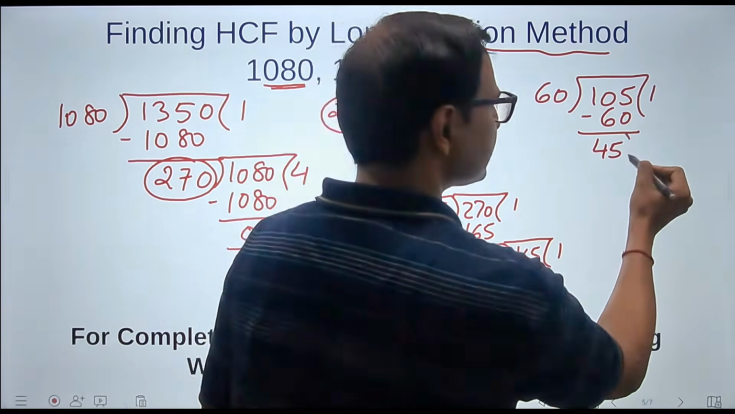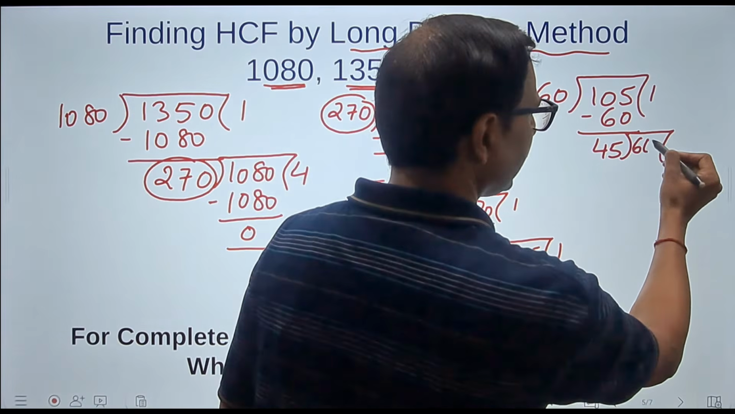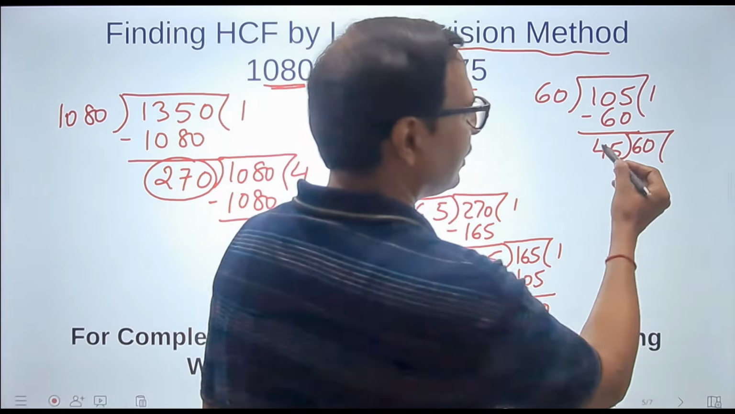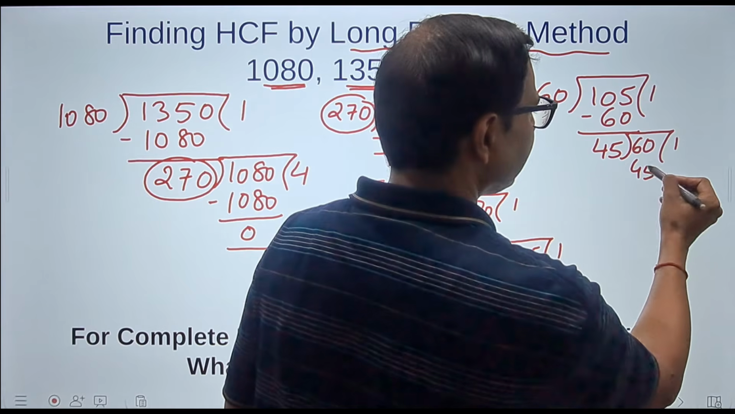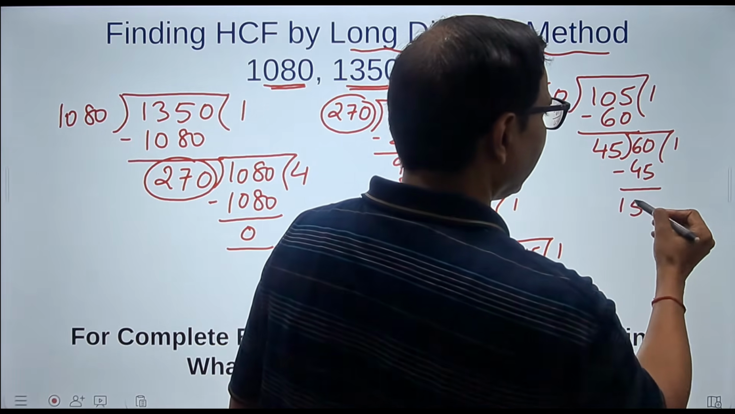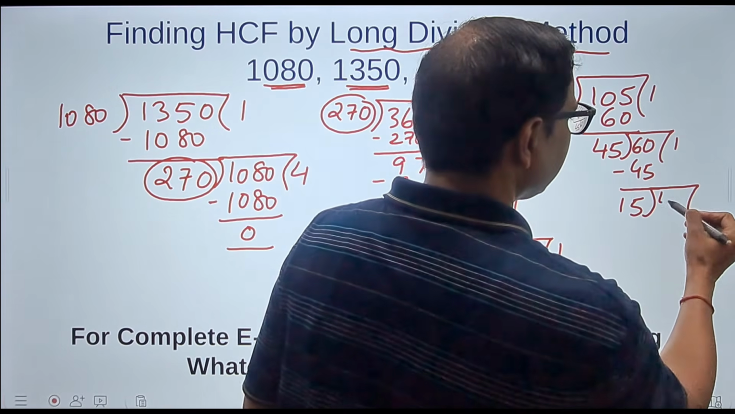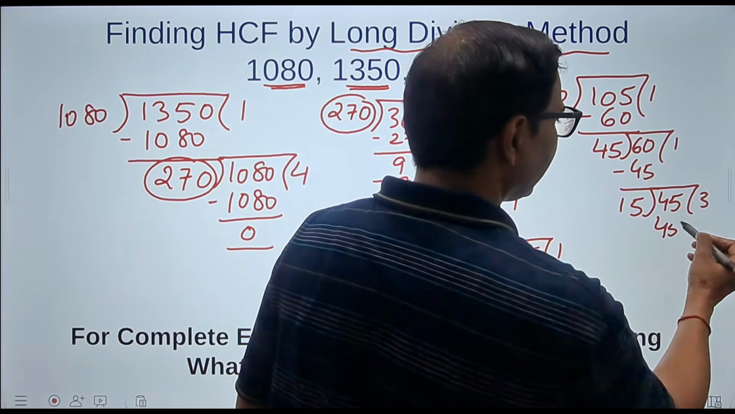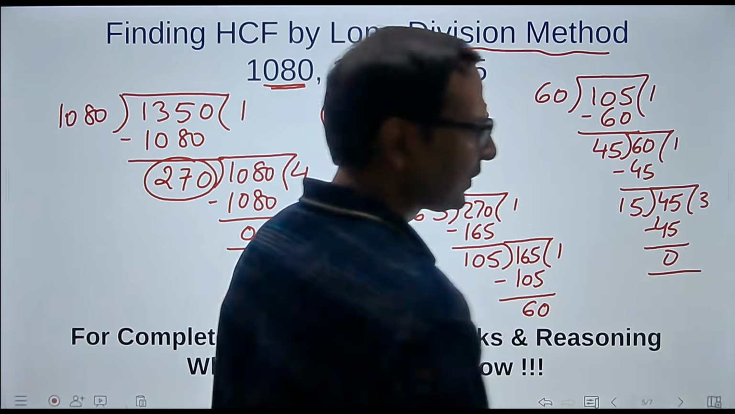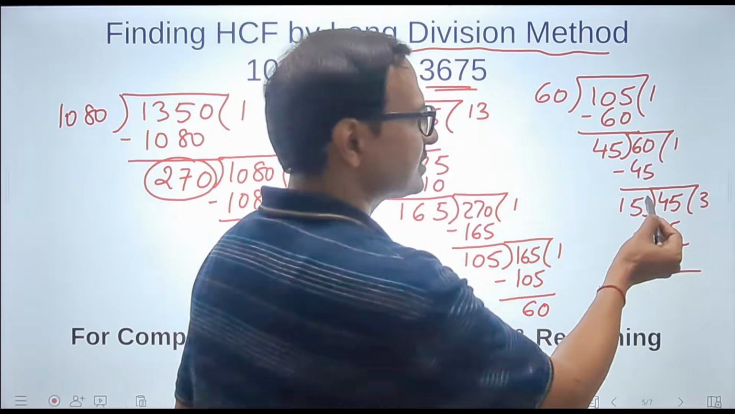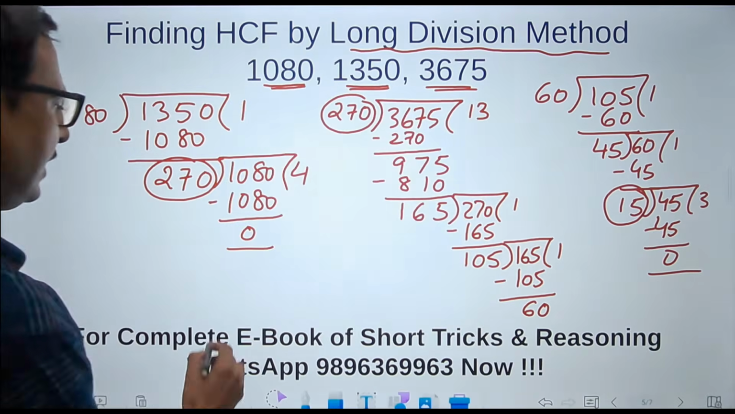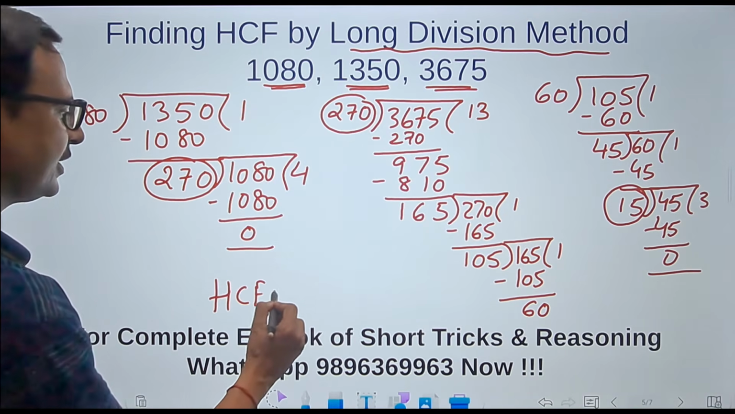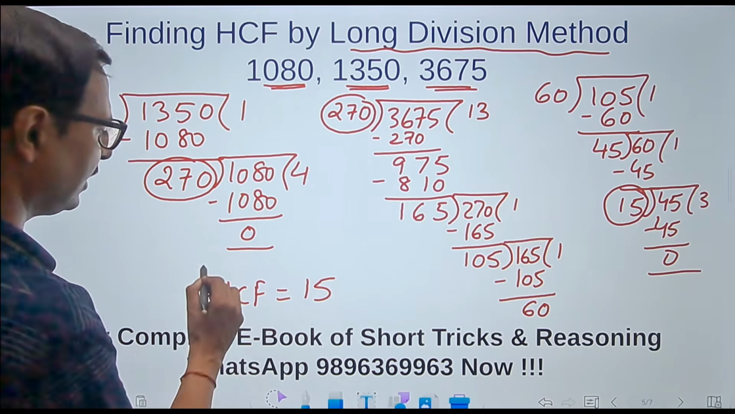Now 60 becomes the divisor, so you have to keep on doing until you get the remainder as 0, right? 45 1 times is 45, so you have 15, and finally 45 becomes the dividend, so 15 3 times is 45, and you have a 0. So which is the last divisor? The last divisor is 15, and therefore the highest common factor of the 3 numbers is 15.